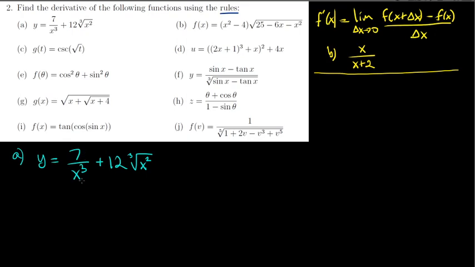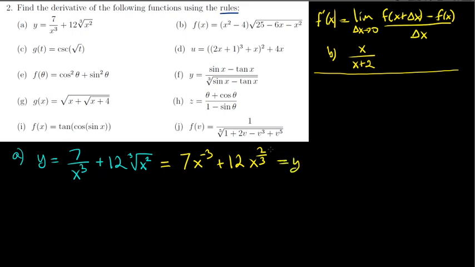Y is equal to 7 over x cubed plus 12 cube root of x squared. So before you even try to use any of the rules, you might want to rewrite this in an easier way to use the rules. So this is 7 times x to the negative 3 plus 12 times x to the 2/3. Again, that's not the derivative. That's just the original expression. This is still equal to y.